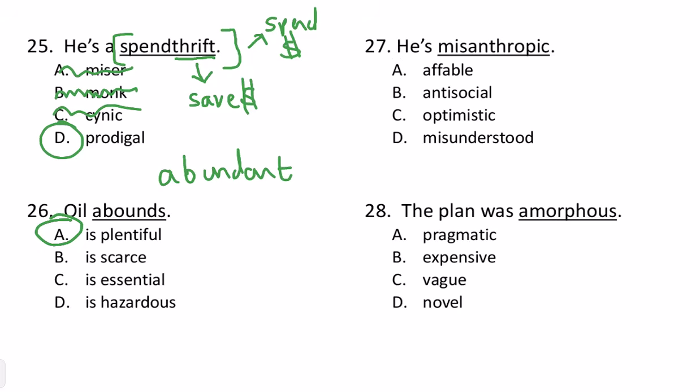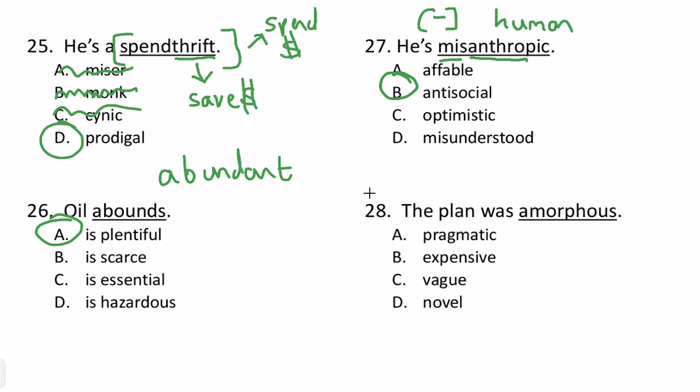He's misanthropic. Here you can kind of use the parts of the word to figure it out. Anthro relates to humans. Mis has a negative connotation. So I need some kind of idea against humans. So the best one would be antisocial.